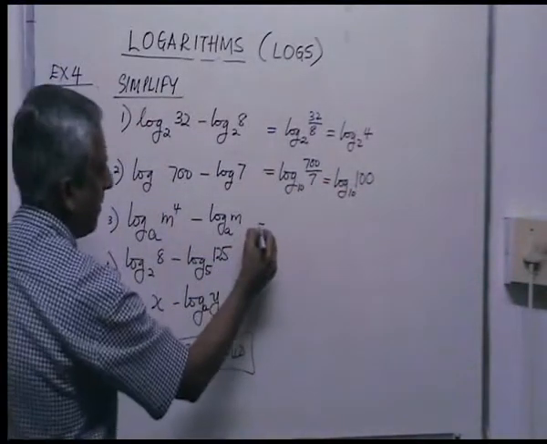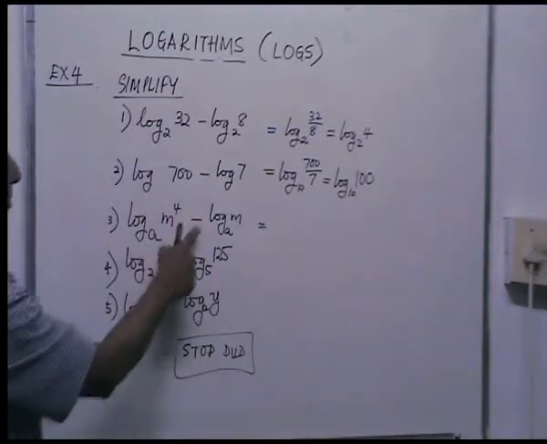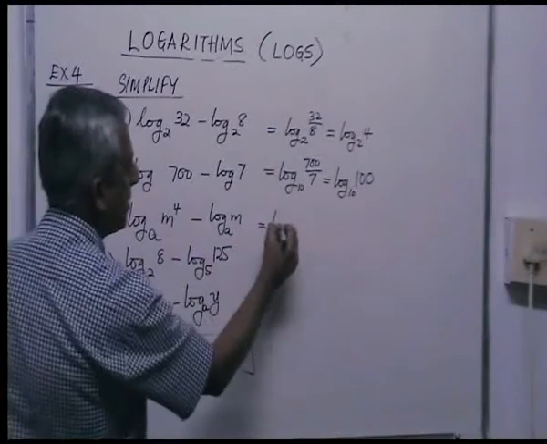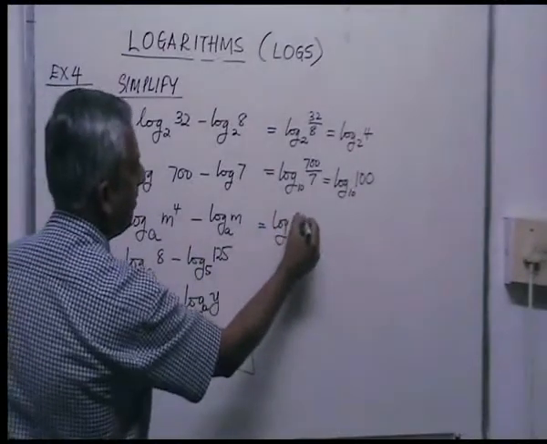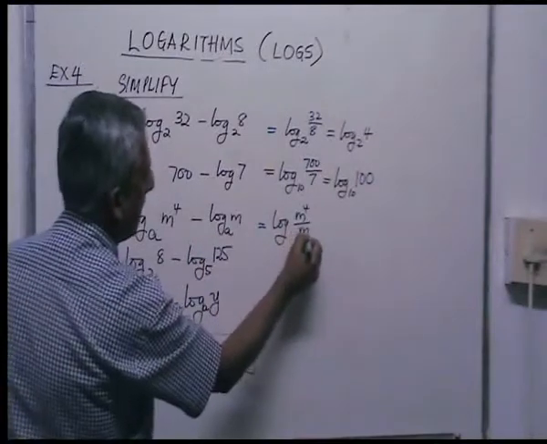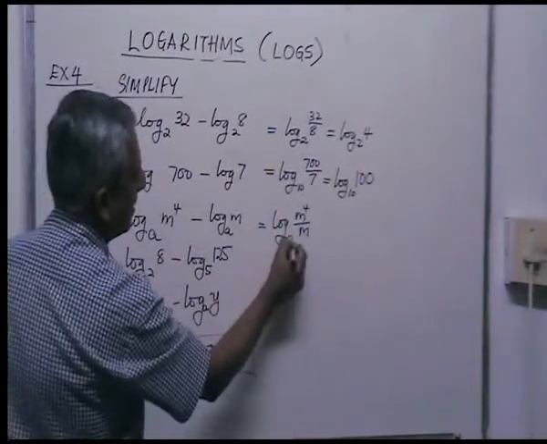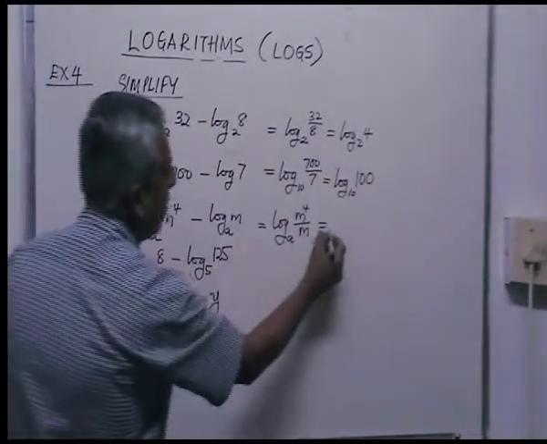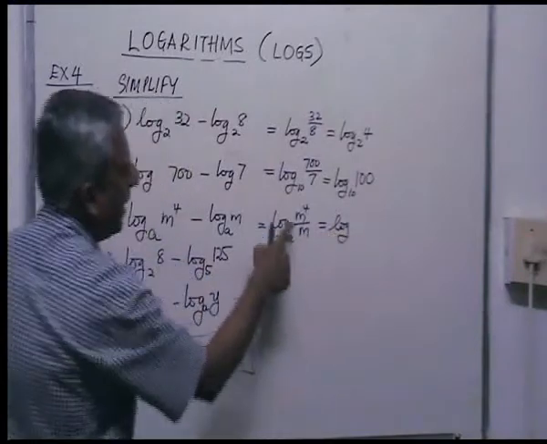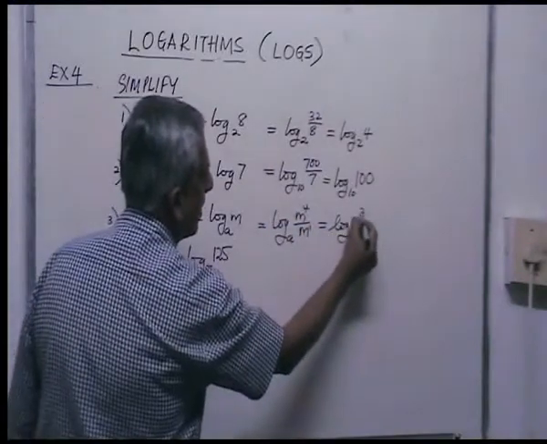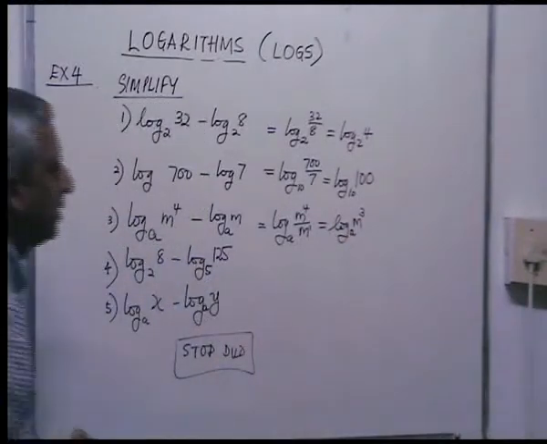Number 3. Minus sign, yes. Bases are the same, yes. Law applies. Log of m to the 4 divided by m. And the base is a. Now, that will become log m to the 4, the 1 is understood, so this becomes m cubed to the a.